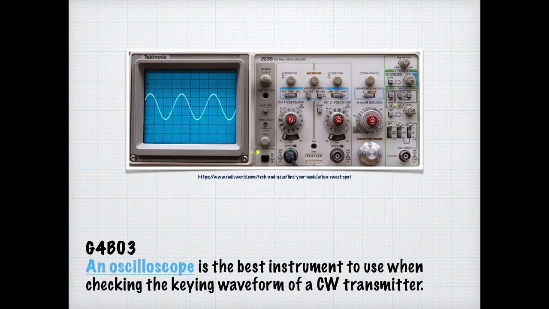An oscilloscope is the best instrument to use when checking the key and waveform of a CW transmitter. And the reason is because you can tell if the sine wave or the audio generated is clean or if it's distorted.